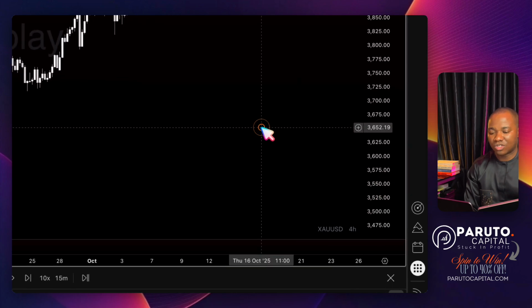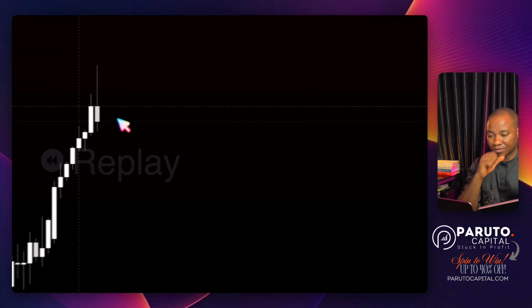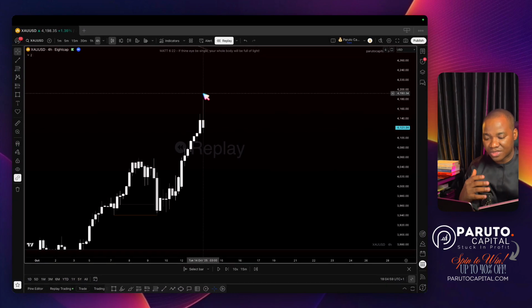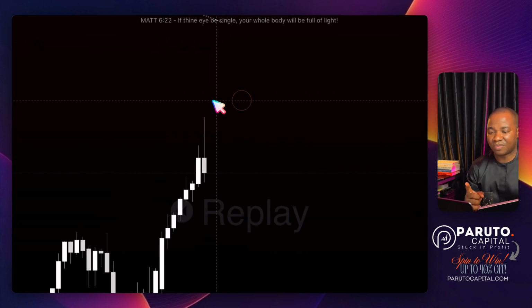So now I'm just going to do this. I've already, of course, taken the chart to the 14th of October. So this is the 14th of October. Now this is the candle that started from like 3 a.m. based on my time, UTC+1. So I've taken the chart there to replay everything from there.